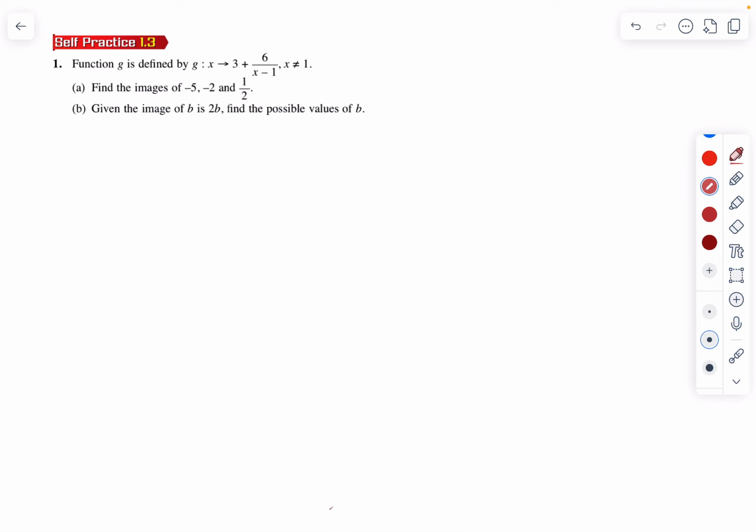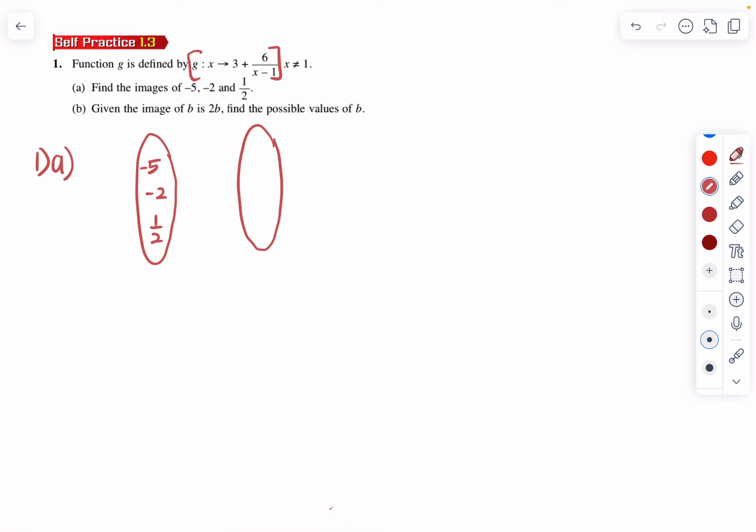Self-practice 1.3 question 1. Function g is defined by this. Find the images of -5, -2 and 1/2. So let's imagine this is our -5, -2 and 1/2. We need to find their respective images. This is x and this is gx. They are all related by this function.